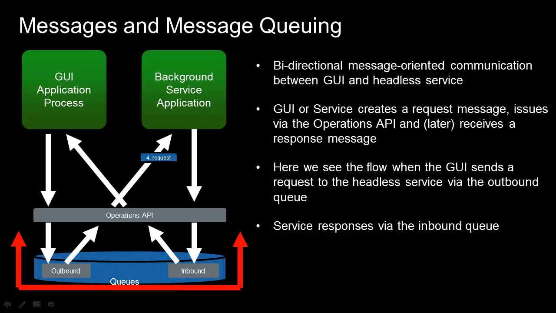That request is then collected by the headless service by calling one of the operations API's methods and processed. And having processed it, it responds by creating a response, passing it via the operations API into the inbound queue. The GUI gets notified and collects that response message by making a call to the operations API, and the operation is complete.